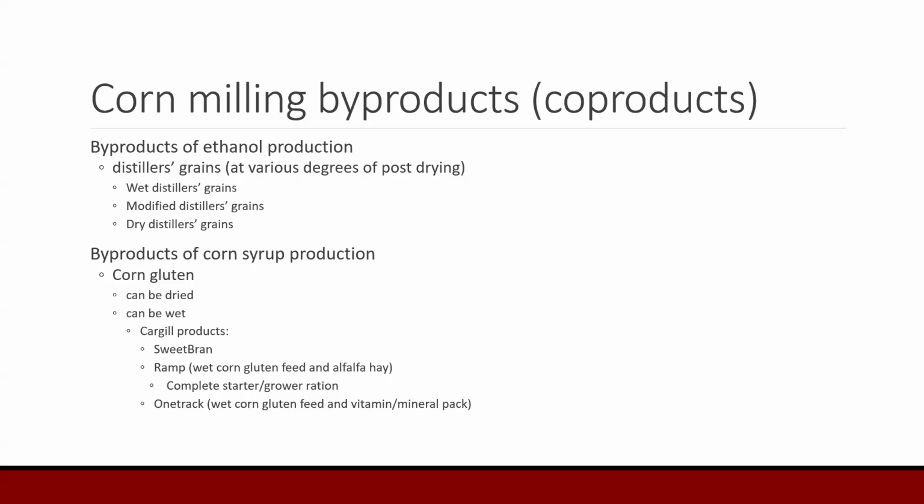So it's supposed to be a complete starter/grower ration. So you buy this Ramp and feed it directly to your receiving cattle. Okay. Then they also have One Track, which is a wet corn gluten feed product for dairy cows. And it's supposed to have a vitamin and mineral pack in it.